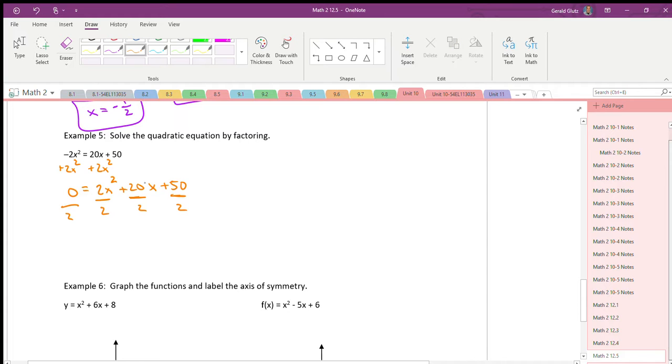When I divide the right side, I have to divide all of the numbers that are separated by a plus sign by 2. 0 divided by 2 is 0. 2 divided by 2 is 1, so x squared. 20 divided by 2 is 10, so plus 10x plus 25. You don't have to do that, but it's going to be a lot easier to factor this if you divide out or factor out all the common factors.